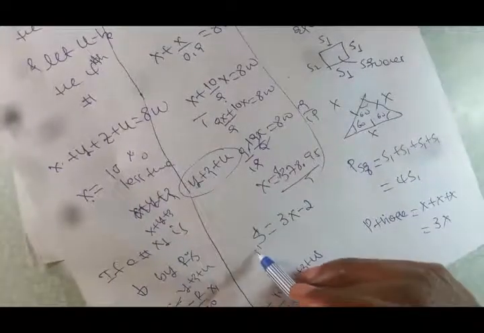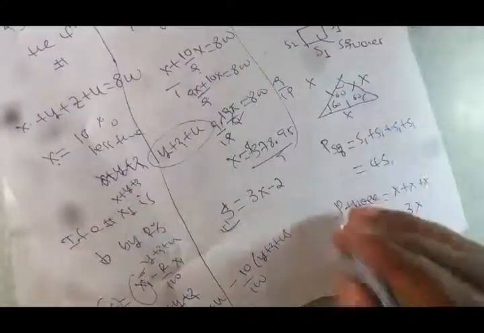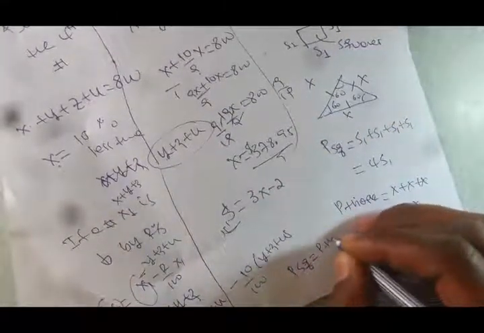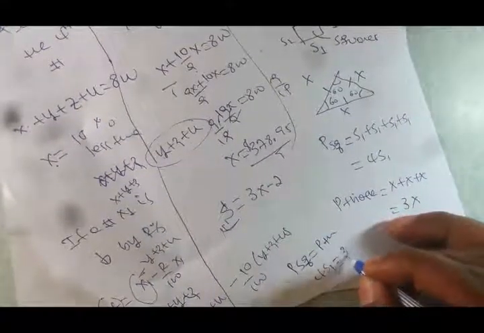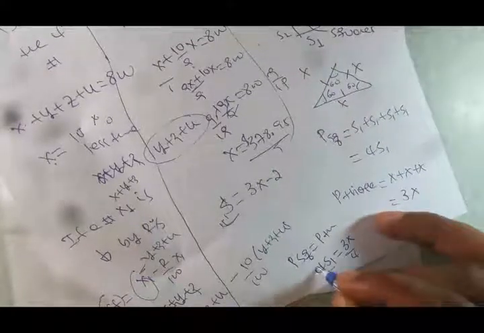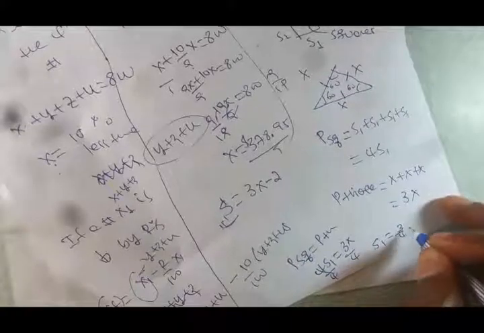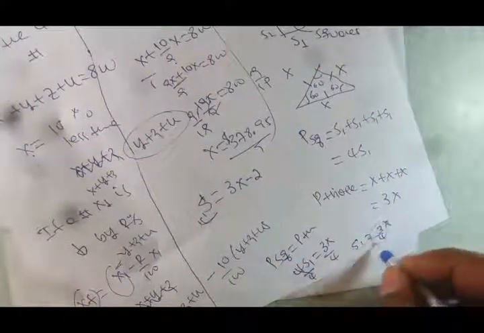Therefore, we are given another thing. If the perimeter of the equilateral triangle and the perimeter of the square are the same, that means P of the square is equal to P of the triangle. Therefore, 4 times S1 is equal to 3x. So when we divide by 4, S1 is equal to 3 over 4 times x. And we know S1 is 3 over 4 x.